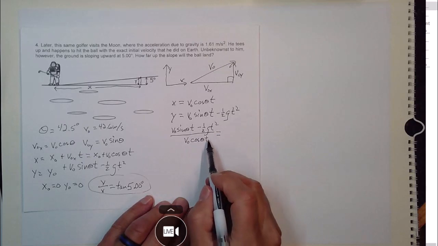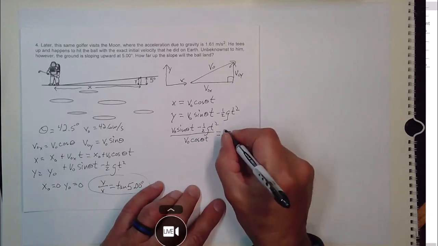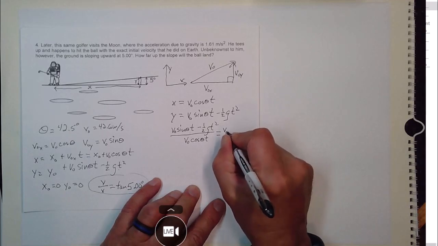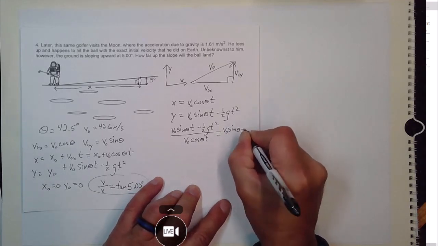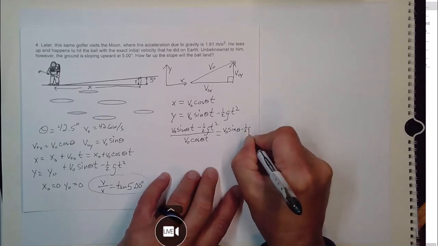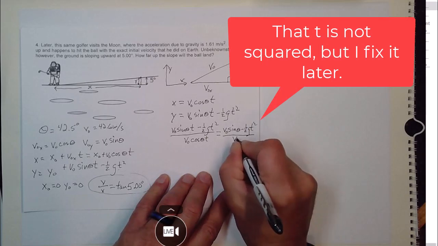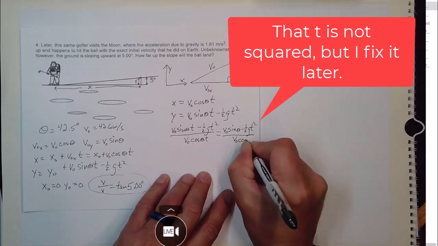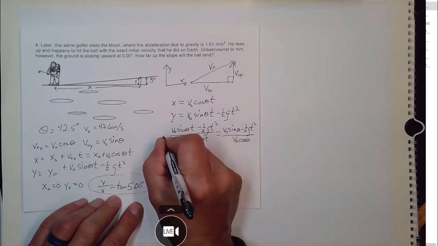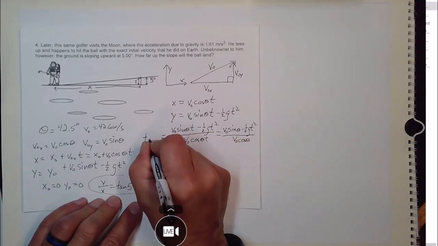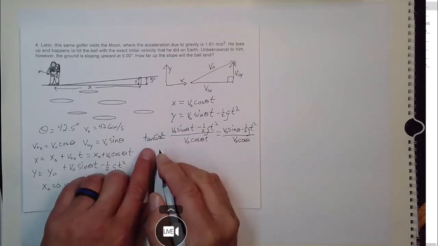Every term has a t in it. So if I divide that out, I'll have v naught sine theta minus 1/2 g t squared, divided by v naught cos theta. That's what equals the tangent of 5 degrees. And this is just a number.